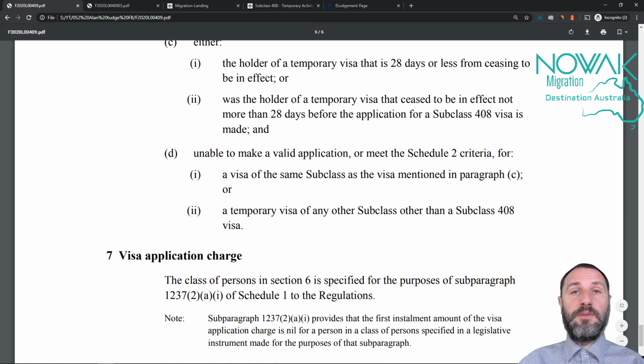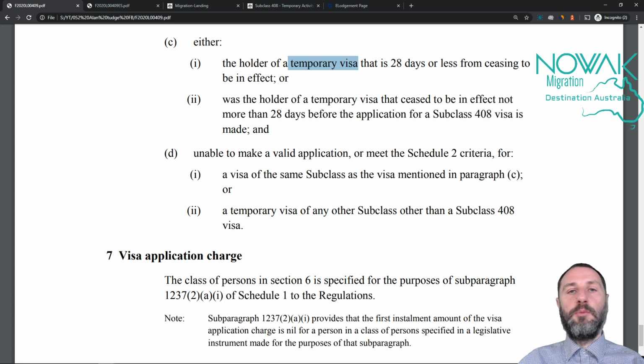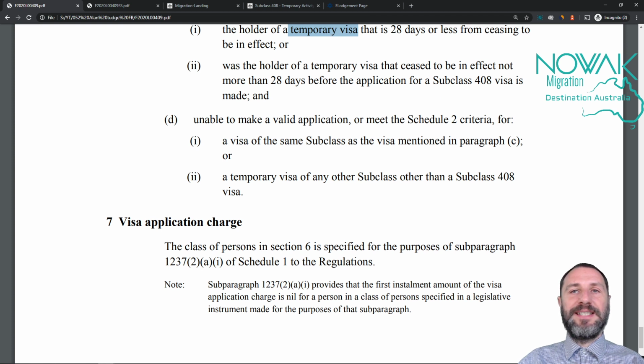The holder of a temporary visa that is 28 days or less from ceasing to be in effect, which means that if your visa will expire in 28 days, you might be eligible for this 408. Or a visa that ceased to be in effect not more than 28 days before the application. So if your visa expired, you can still apply for the 408, but not later than 28 days after your visa expired, right?